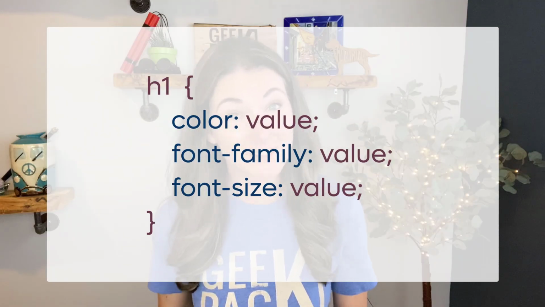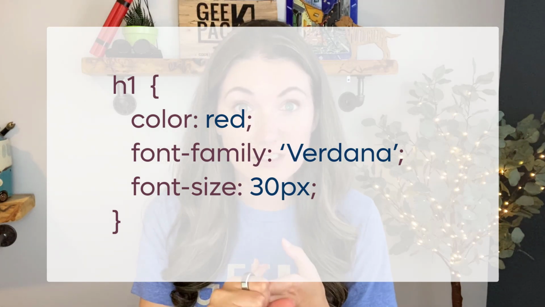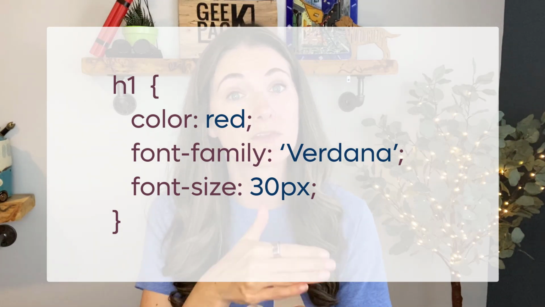Okay, next let's talk about property. Property is what you want to change in that selector. So let's say we want to change the color, the font, and the font size of all of our H1s. So this is what we would do. Finally, the value. The value is the result that you are looking for. So what color, what font, and what font size do you want that H1 to be?